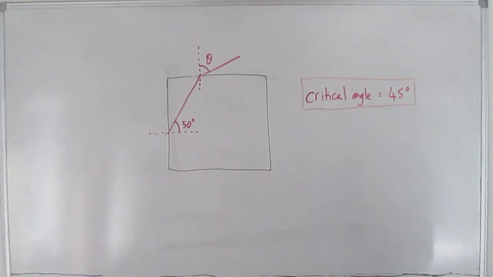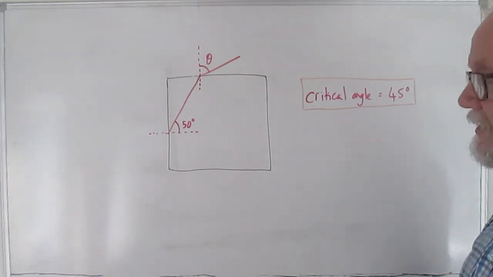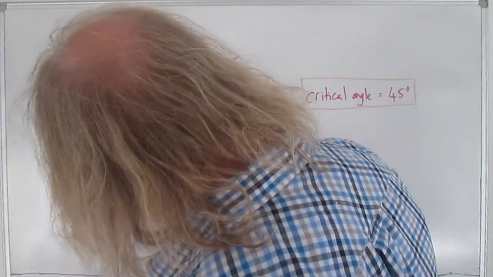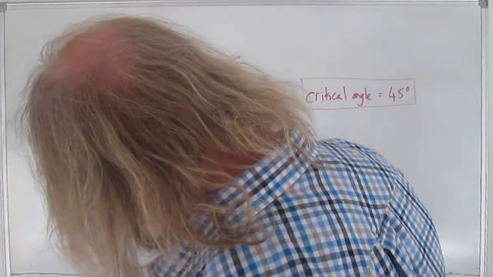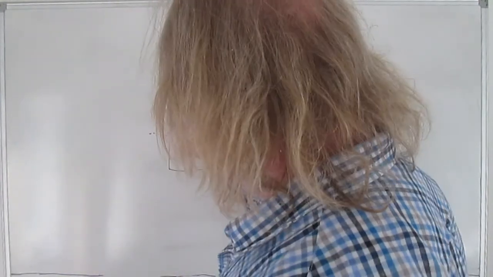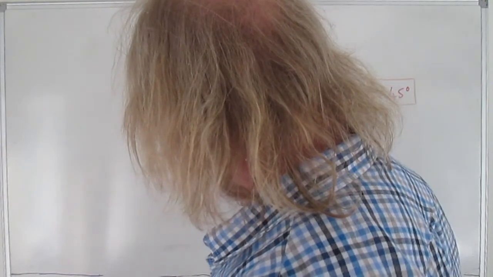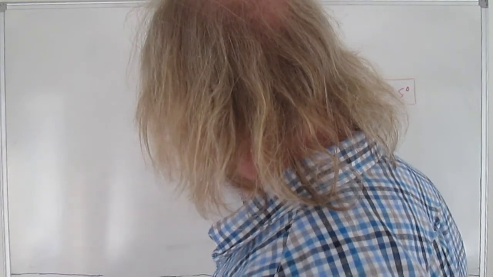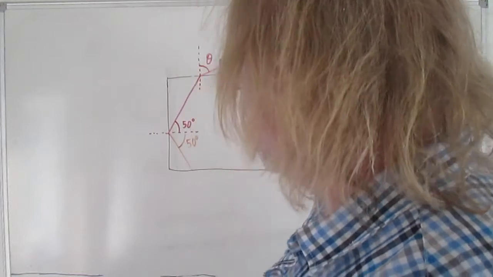So in this case, 50 degrees is bigger than the critical angle. That means no refraction. All of the light is going to be reflected. So we're going to get this situation where that angle is 50 degrees, matching this one.